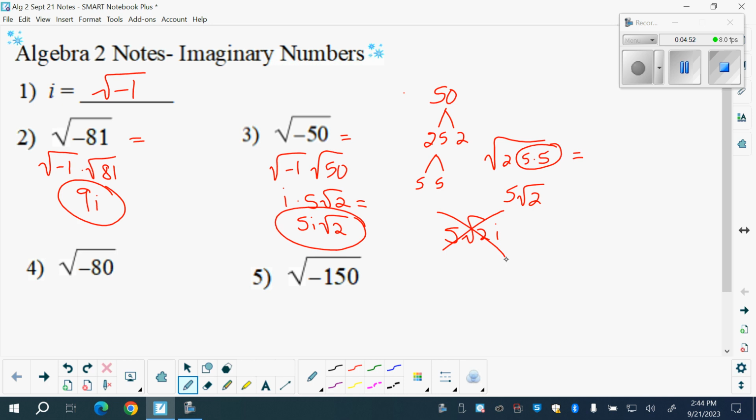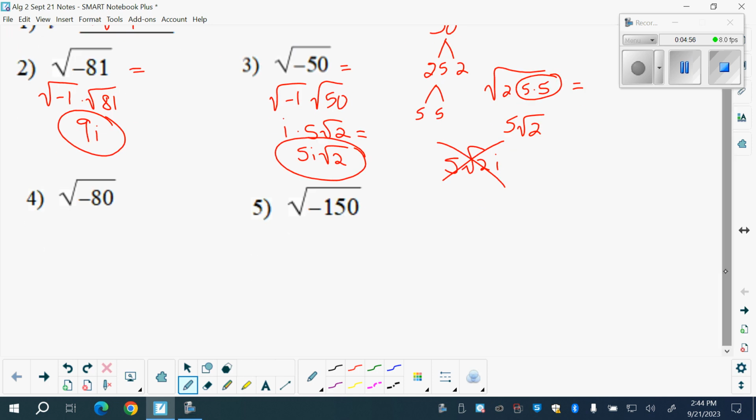Okay, so square root of -80. Am I going too fast? So again, we have the square root of -1 times square root of 80. And then what do we do with that 80?